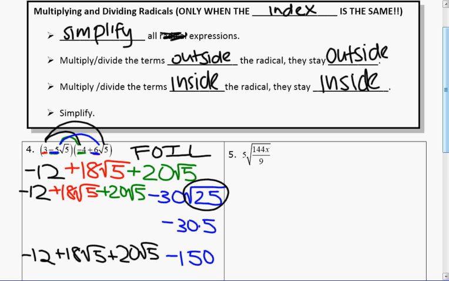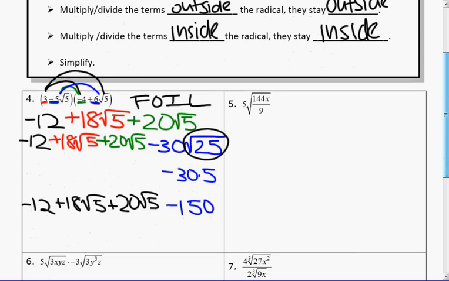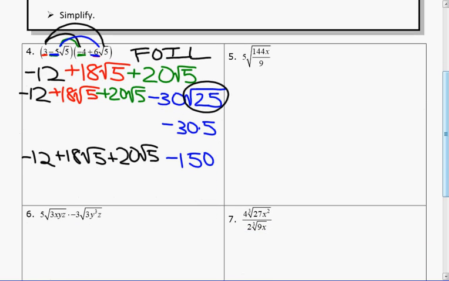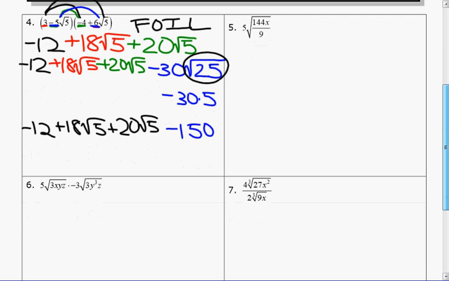Okay, but the question is, are we finished? The correct answer would be no. We still have to combine like terms. So, can we combine like terms? Which like terms do you see? Well, there's an 18 square root of 5. So now we have to pull in that adding and subtracting radicals knowledge that we just acquired.